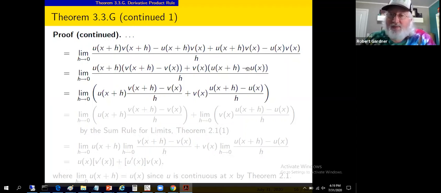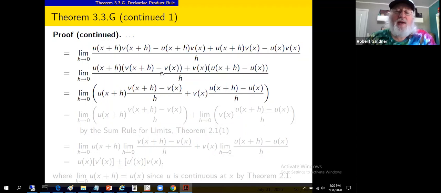u of x plus h minus u of x, that's the numerator of a difference quotient for function u. And we still got the h in the denominator. Let's split things up a little bit, maybe skip a step of algebra. So we'll break it up over this plus sign in the numerator. So we've broken it up into a sum of two things.